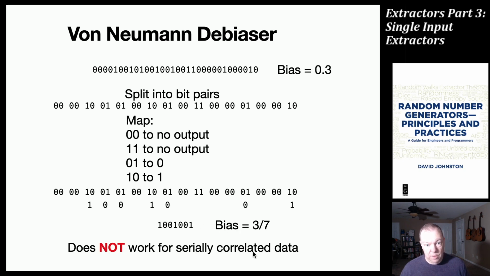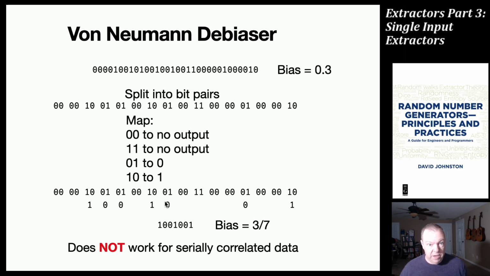And the other important note is this doesn't work for serially correlated data. If the data was serially correlated, say negatively serially correlated, you'd see a higher proportion of 1 0s and 0 1s than we would 0 0s or 1 1s. And if you were positively serially correlated, you'd see more 0 0s and 1 1s, and depending on the bias, you'd get more of one than the other.